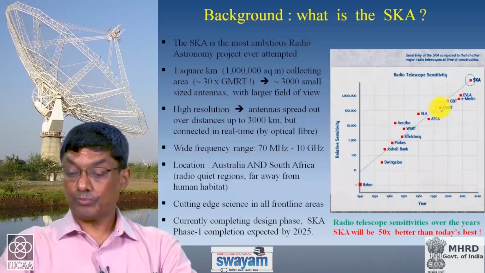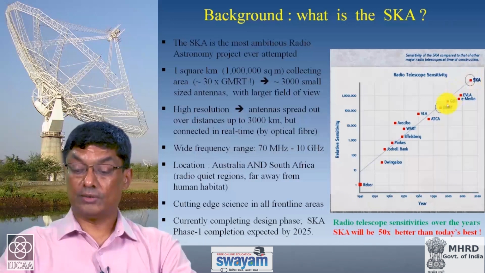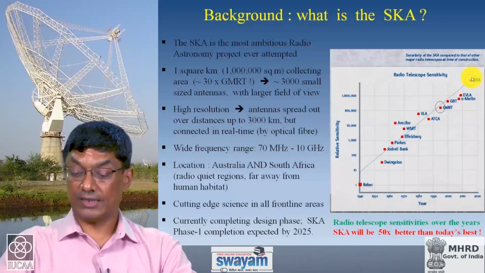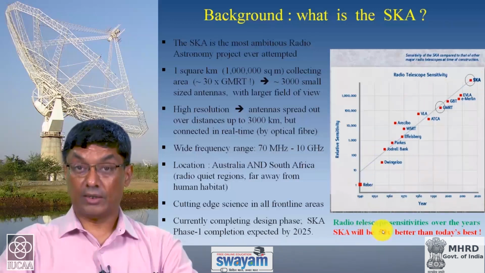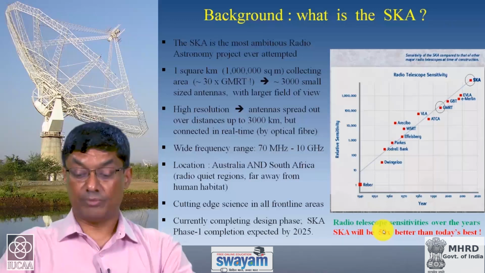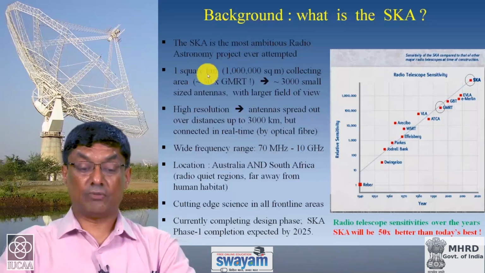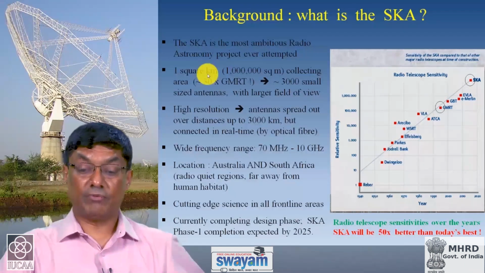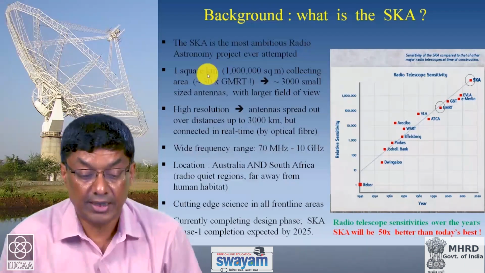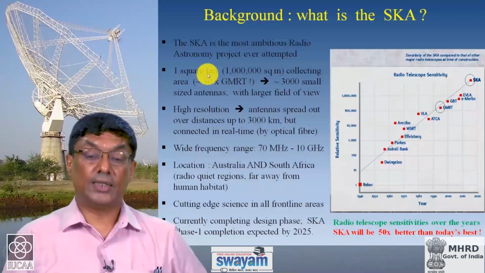But what the SKA aims to do is more than a factor of 10 better than any of these existing facilities, and that is something that is expected to be 30 to 50 times better than the world's best radio telescope, with a total collecting area of 1 square kilometer, which gives the name Square Kilometer Array, which is 30 times the collecting area of the GMRT.